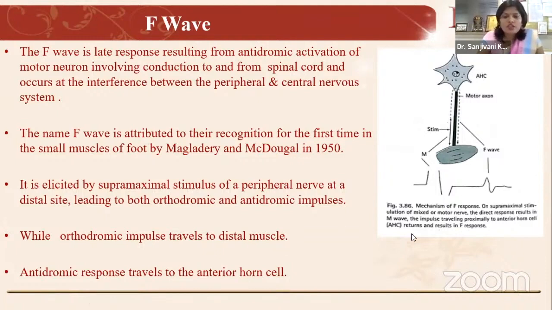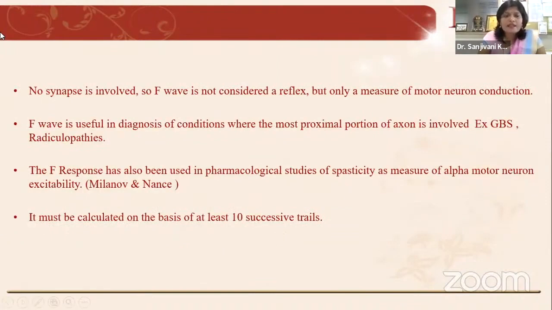So this can also be used for the assessment of spasticity, but it is a wave, it is not a reflex, okay? And there are no synapses involved. So the F wave is not considered a reflex, but only measures motor neuron conduction. Okay. The F wave is useful in diagnosis of conditions where the most proximal portion of the axon is involved, for example GBS and radiculopathies.